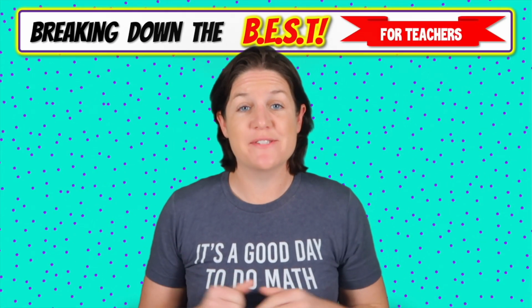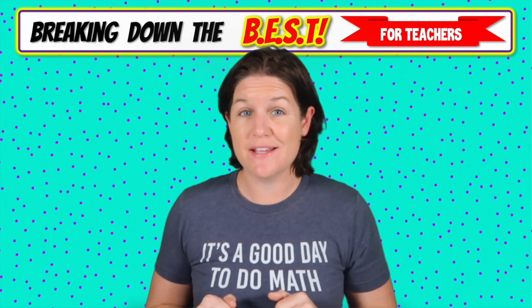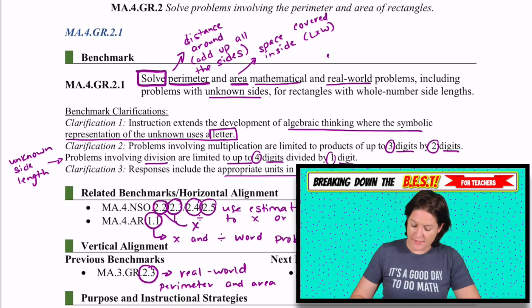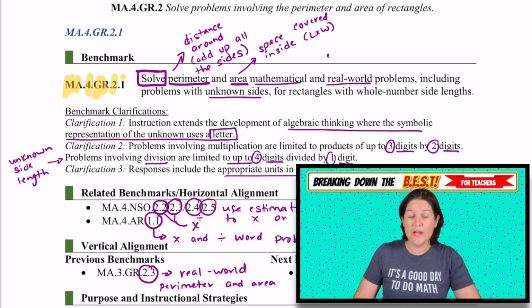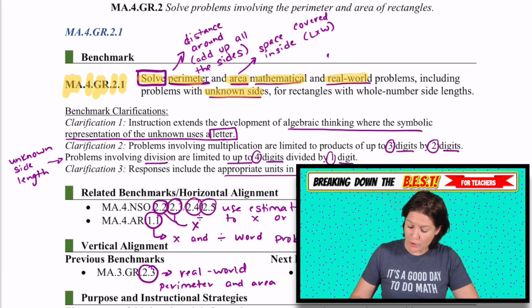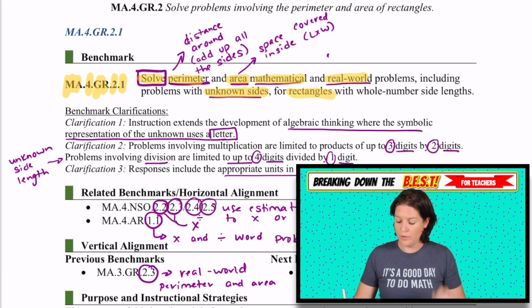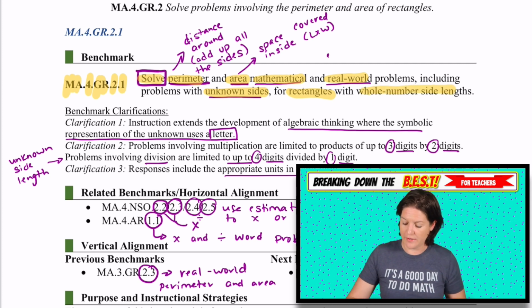Hey everyone. My name is Sarah McCarthy and I am super excited that you are joining me as we break down the following standard. Today's standard is MA.4.GR.2.1. The standard says to solve perimeter and area mathematical and real-world problems, including problems with unknown sides, for rectangles, only for rectangles, with whole number side lengths.